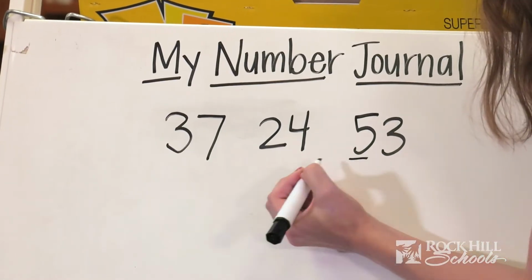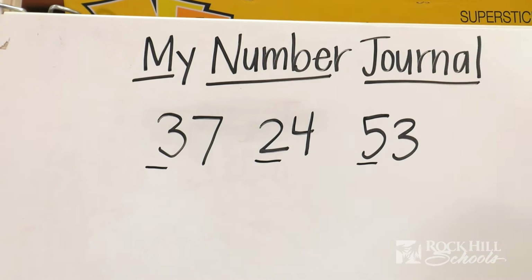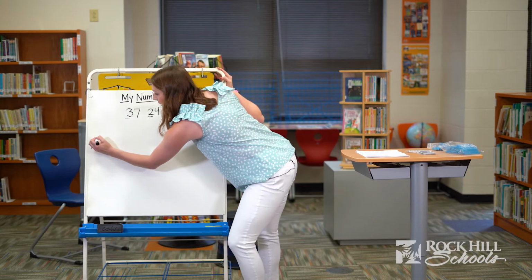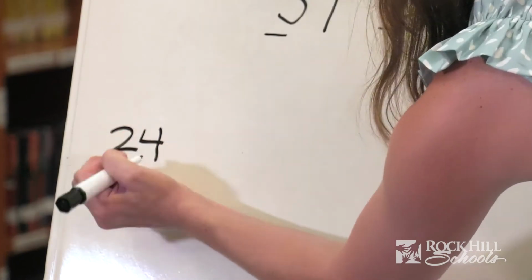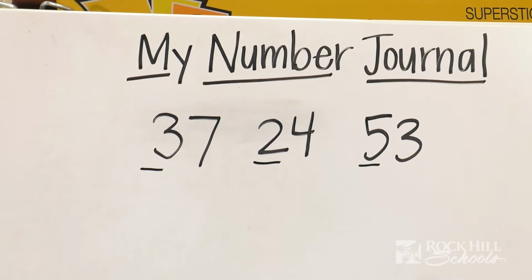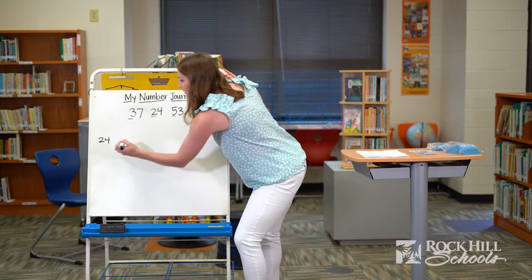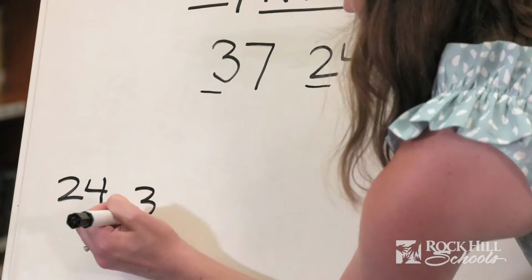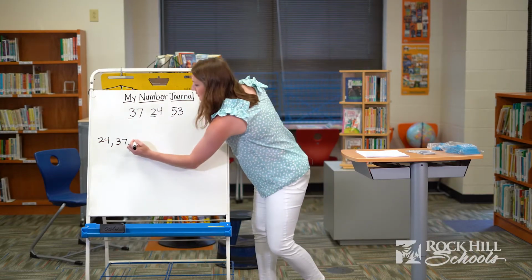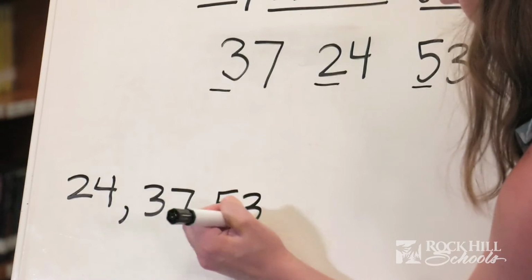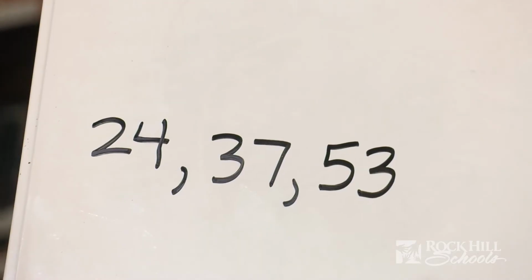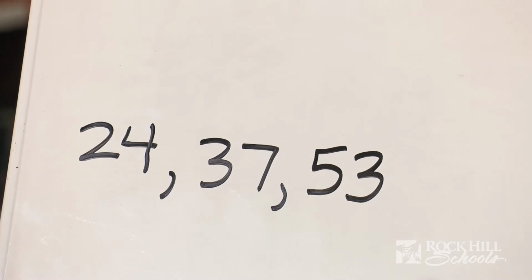So if we look in the tens place, in each of these numbers, we can see which one is the smallest, and we can see that 24 is our smallest number. Next, we can see that 3 comes after the 2, so 37 will be next, and then our greatest number is 53. So our numbers in order from least to greatest are 24, 37, and 53.